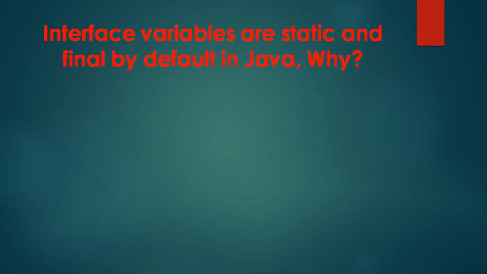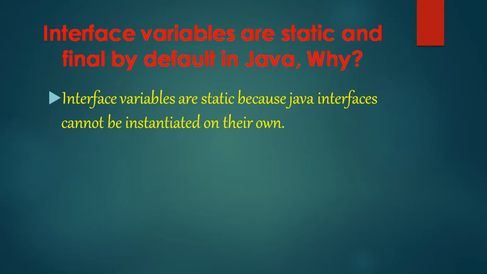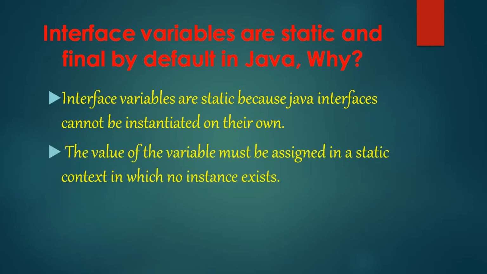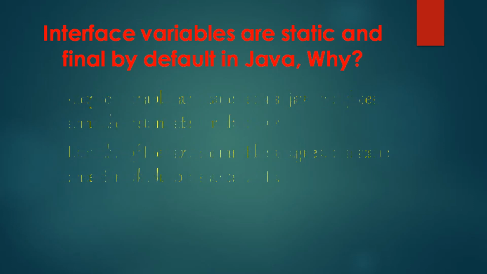The interface variables are static and final by default in Java. We all know that every variable inside the interface is static and final, because with the help of static and final it makes it constant. So why is it static and final by default in Java? Let's understand it. Interface variables are static because Java interfaces cannot be instantiated on their own. The value of the variable must be assigned in a static context in which no instance exists. So, this is the reason behind the static keyword.